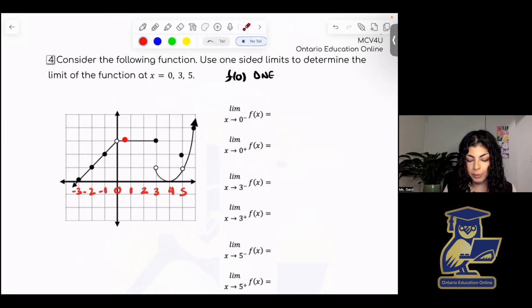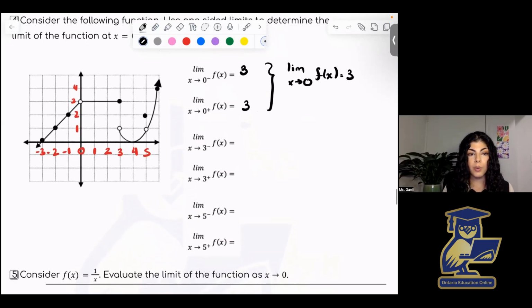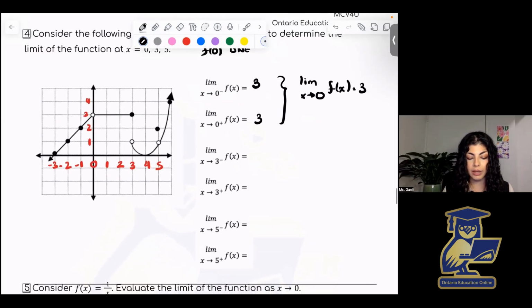So as we approach from the right and the left, in both cases, I am approaching, so the scale still holds there, I'm approaching 3, and this side is also 3. And so I can make a conclusion about these two, that the limit of x approaching 0 of f of x is simply 3. Now, what about for x approaching 3 from the left-hand and right-hand side?